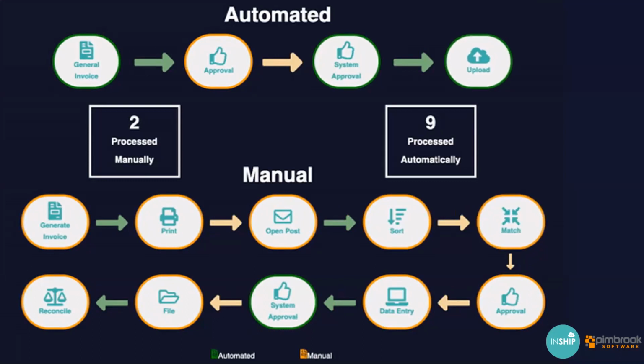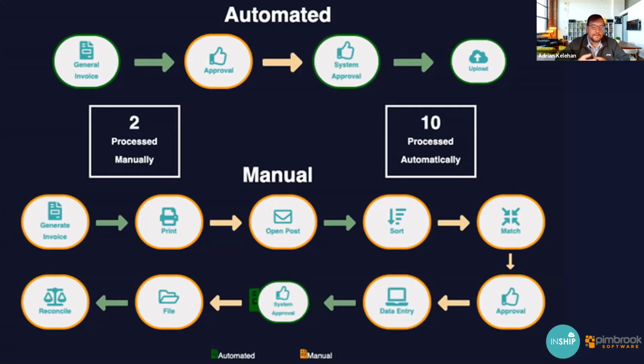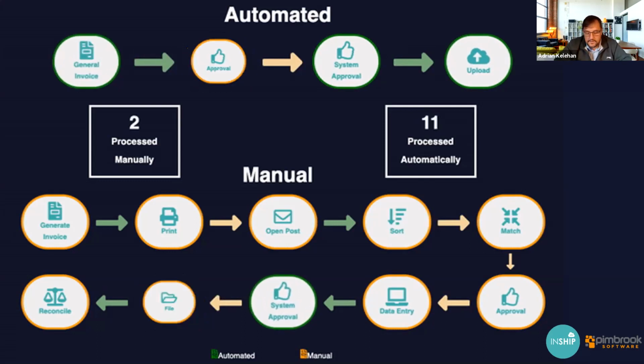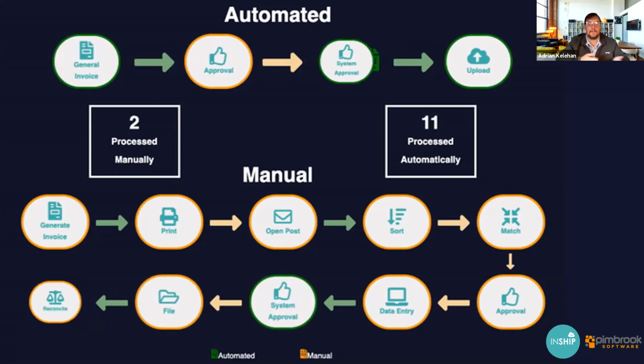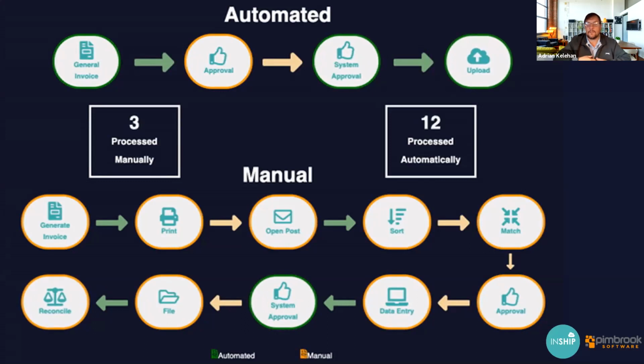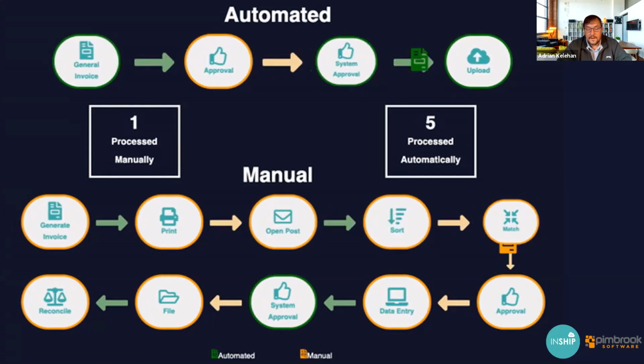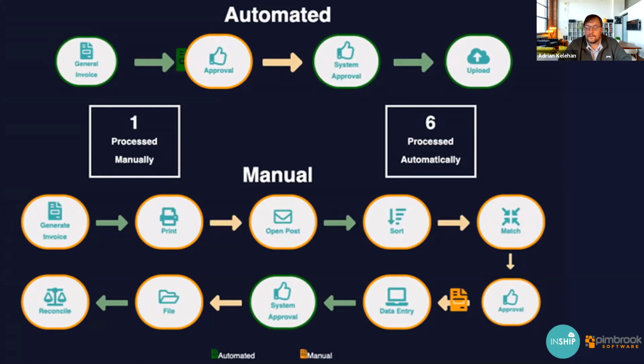So how does the process work? To start off the process, you get your supplier to email their invoices to either an InShip email address or, say, invoices at your business, say invoices at Pimbrook, and that automatically forwards the invoices into InShip. So you don't get involved at this stage.